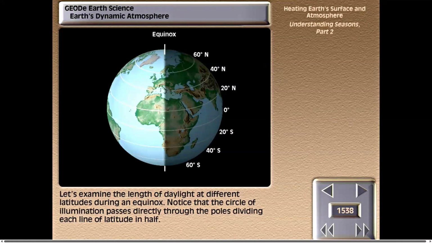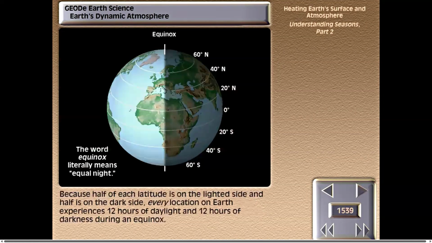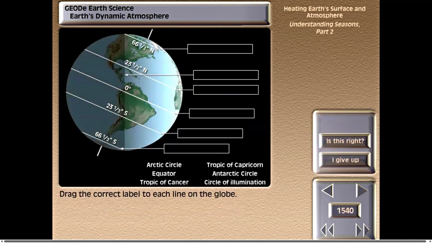Notice that the circle of illumination passes directly through the poles, dividing each line of latitude in half. Because half of each latitude is on the lighted side and half is on the dark side, every location on Earth experiences 12 hours of daylight and 12 hours of darkness during an equinox. Drag the correct label to each line on the globe.